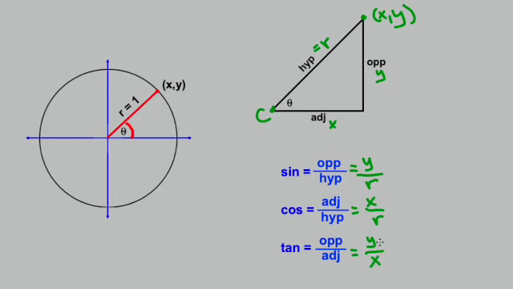And now, in terms of a unit circle, because the radius is always equal to 1, technically, if we take y divided by 1, we just have y. And if we take x divided by 1, we just have x. So in a unit circle where the radius is 1, sine is equal to y, whatever y is. Cosine of that angle is equal to whatever x is, and tangent of that angle is equal to y divided by x.